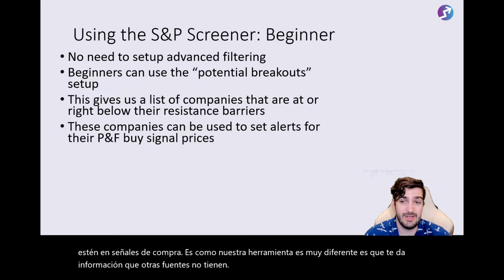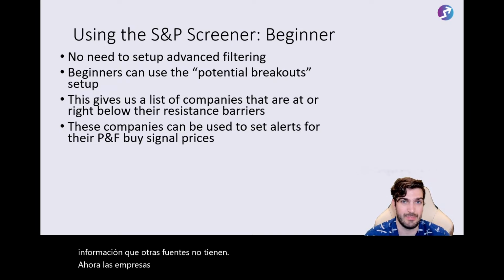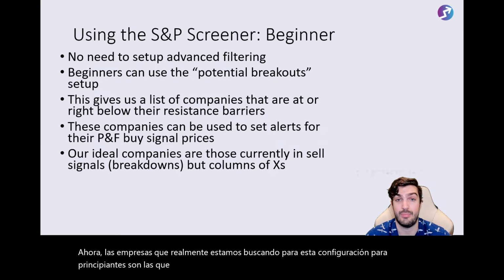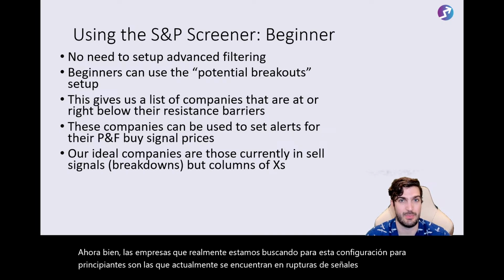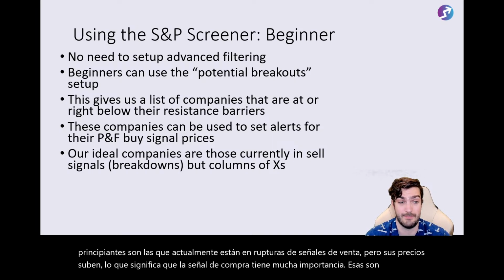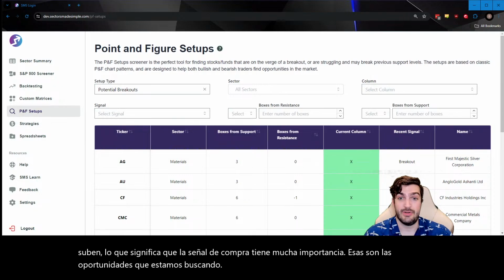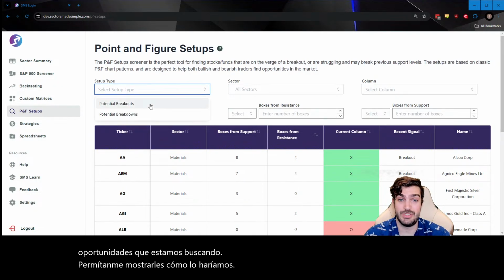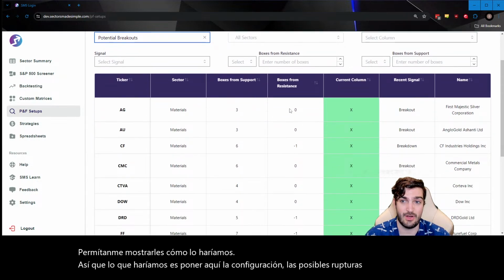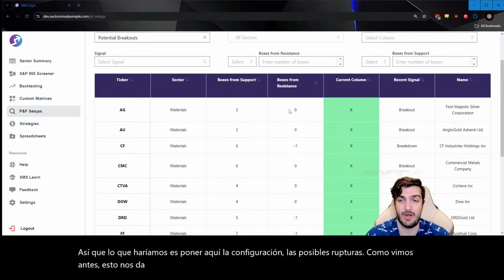Now, the companies that we are really looking for in this beginner setup are ones that are currently on sell signals, breakdowns, but their price is going up, meaning that that buy signal has a lot of importance. Those are the opportunities that we're looking for. Let me show you how we would do that. So what we would do is put in here for the setup, the potential breakouts. As we saw before, this gives us all of the boxes from resistance that are 0 or -1.